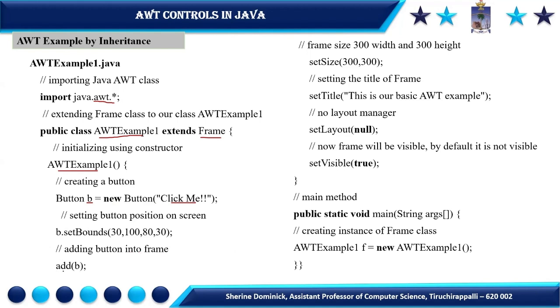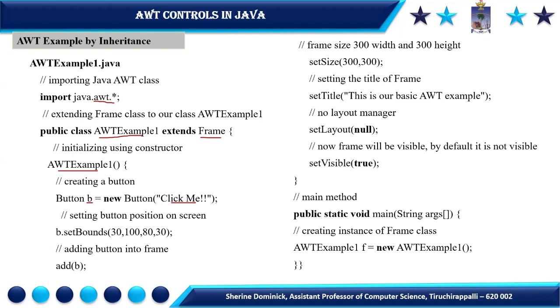Now we are going to add this button onto our frame. Since we have already inherited the class Frame, we can directly add the button. Next is setting the frame size. We are mentioning that the frame must be of height and width 300. Then setting the title of the frame.